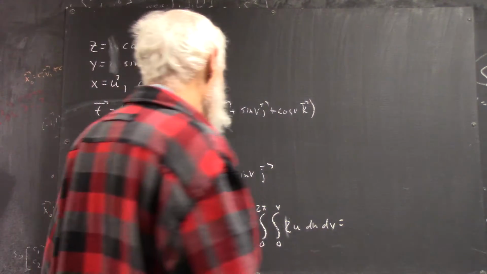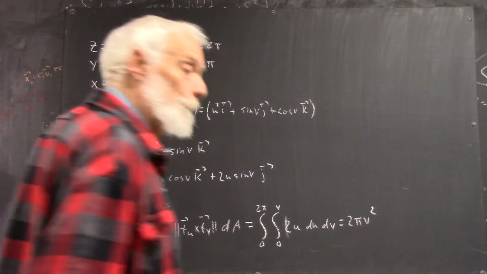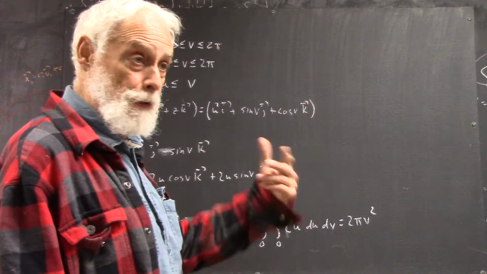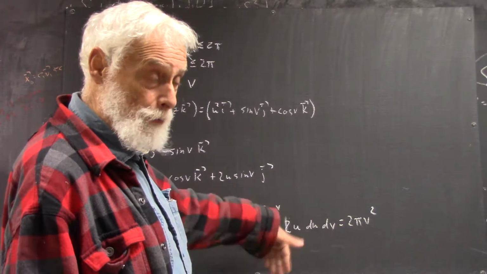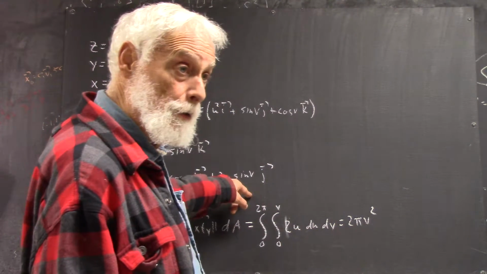You're going to have u squared, so you're going to have 2 pi v squared. And you can work out the details of that in case I screwed it up. But you get u squared here. From 0 to v, u squared gives you v squared, and then you get 2 pi here.